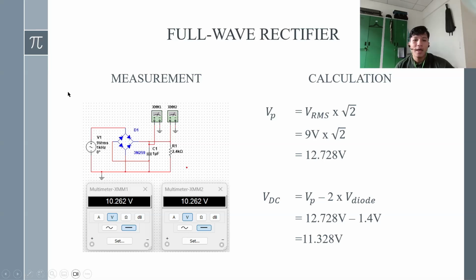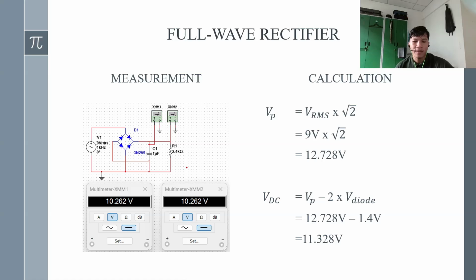As for the calculation, the peak voltage of the AC input can be calculated from the RMS voltage using the formula Vrms times square root of 2. Given Vrms is 9 volts, we just put in the value and we get 12.728 volts. The DC output voltage can be calculated considering the voltage drop across the diode.